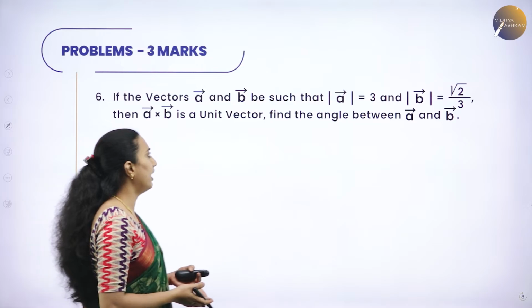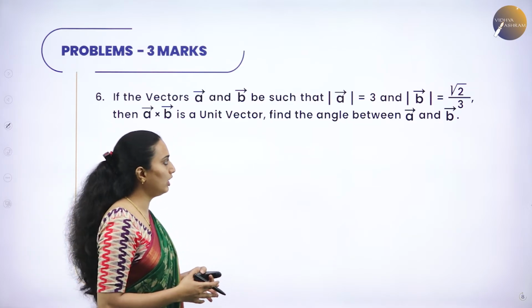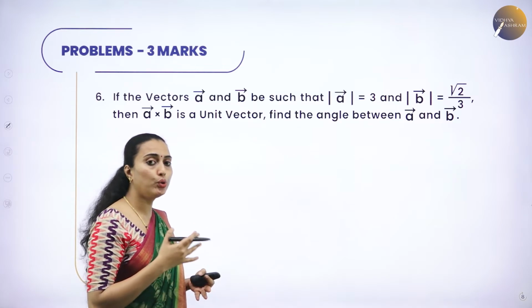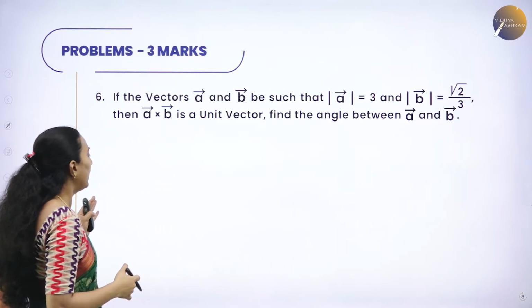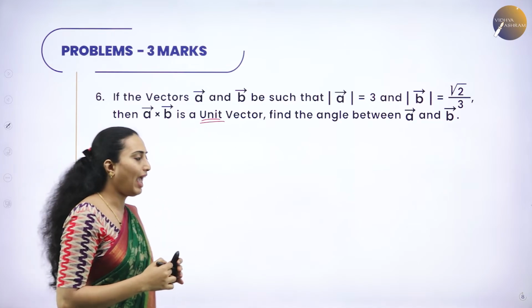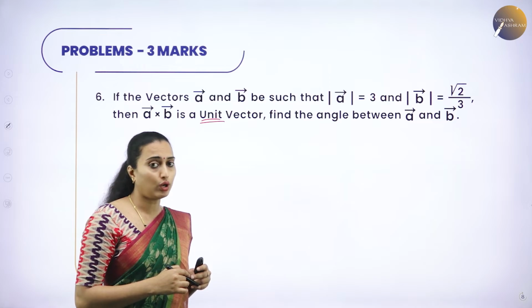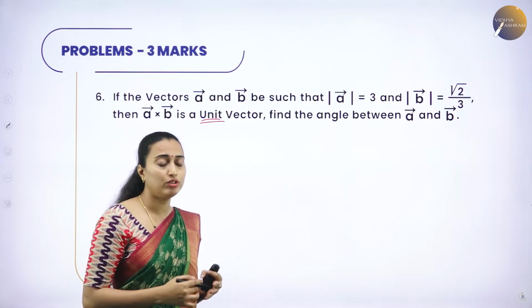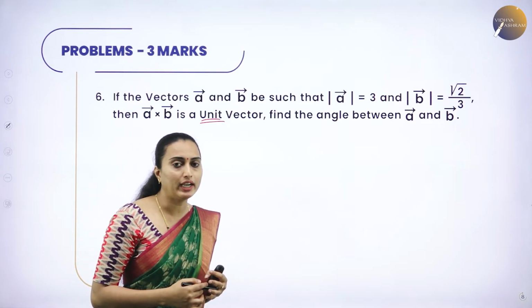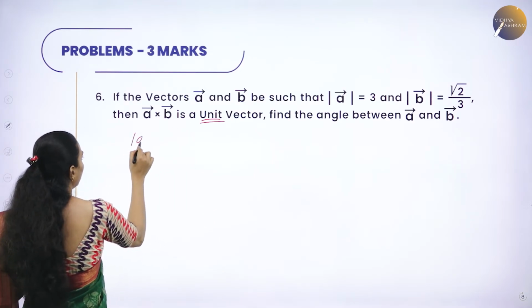If the vectors A vector and B vector are such that magnitude of A vector is 3 and magnitude of B vector is root 2 divided by 3, and A vector cross B vector is a unit vector, find the angle between A vector and B vector. Dear students, if they have given the cross product, the angle is nothing but sin theta. If they have given a dot product, the angle is nothing but cos theta.